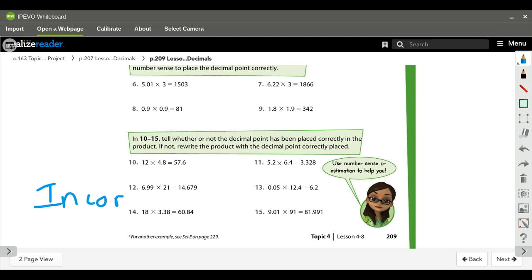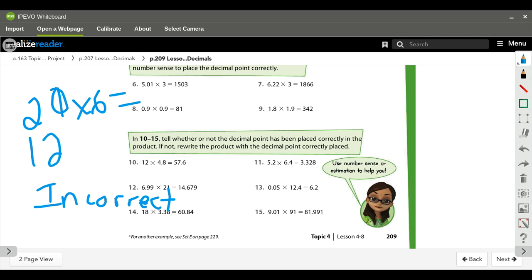And then I'm going to put it in the correct spot. The best place to do that is where I do my estimation. So I'm going to do 20, not 21. I'm going to do 21 times 6. That gets me 120. So the best place to put it is going to be after, so 146 decimal 79.